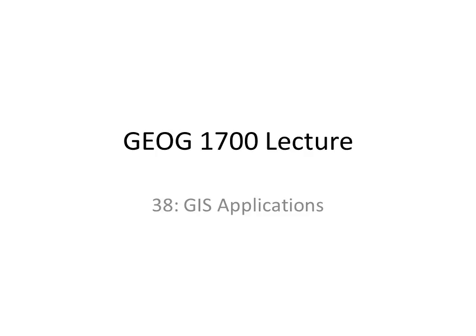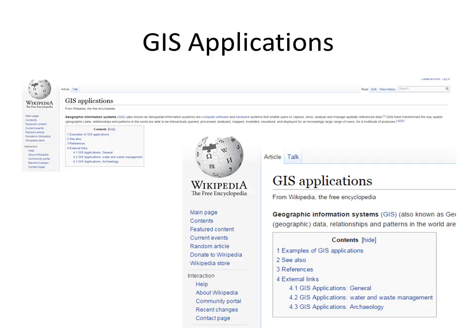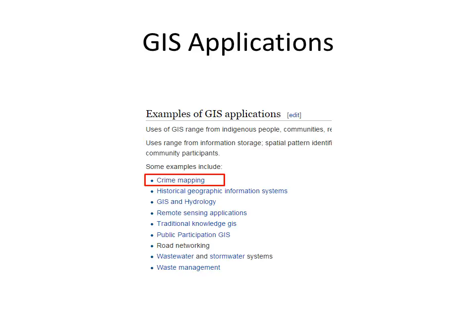In this section, we'll take a look at some GIS applications. This relates to the use of the Wikipedia page, which has some good examples of GIS applications. We'll pick a few of these that I want to talk about in a little bit more detail.